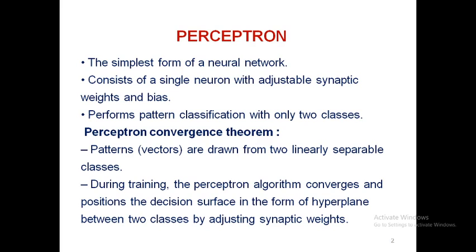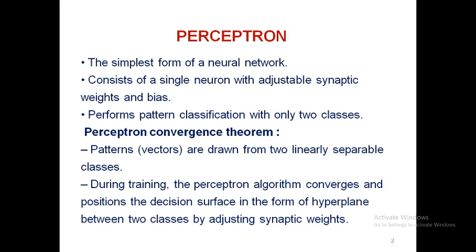So here, if you see the perceptron convergence theorem, how it works means the patterns are vectors. The input is a vector. Whatever we provide to the input layer can be treated as a vector, right? So input patterns or vectors are drawn from two linearly separable classes. Based on the input data, we can draw a line and make it into separate groups. So that's what it states.